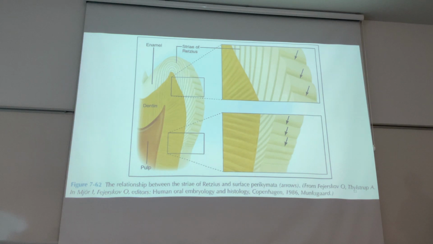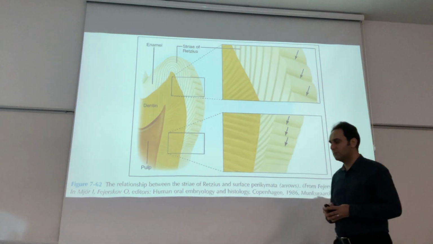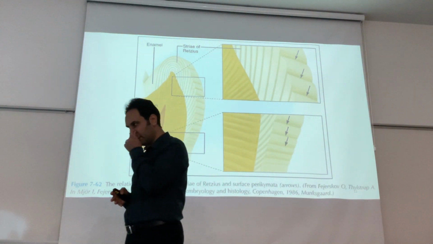Striation lines. What do you think about these lines? Why are these lines present in the structure of enamel? Transmit pressure. What? Transmit pressure to the dentin. Pressure? No, not related with pressure.